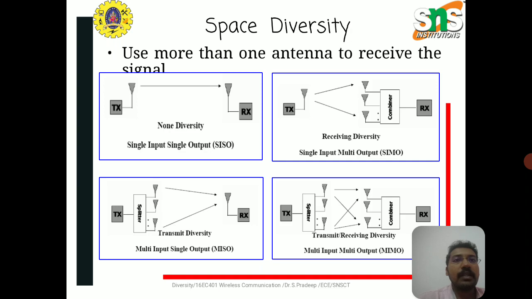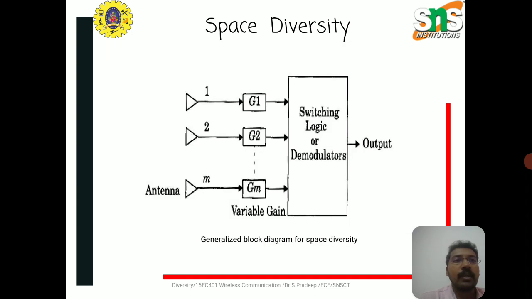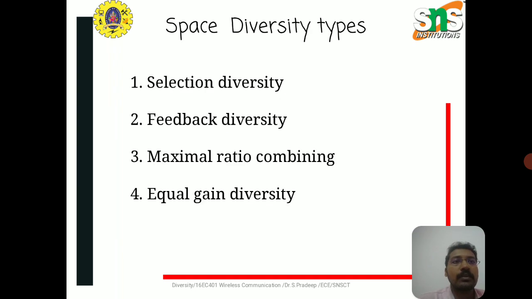Space diversity. It uses more than one antenna to receive the signal, as shown in this figure. The generalized block diagram for space diversity is shown. Selection diversity, feedback diversity, maximal ratio combining, and equal gain diversity are some of the space diversity types.